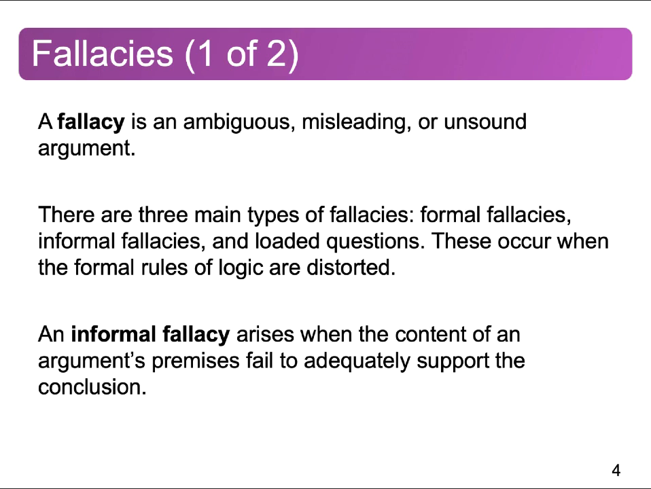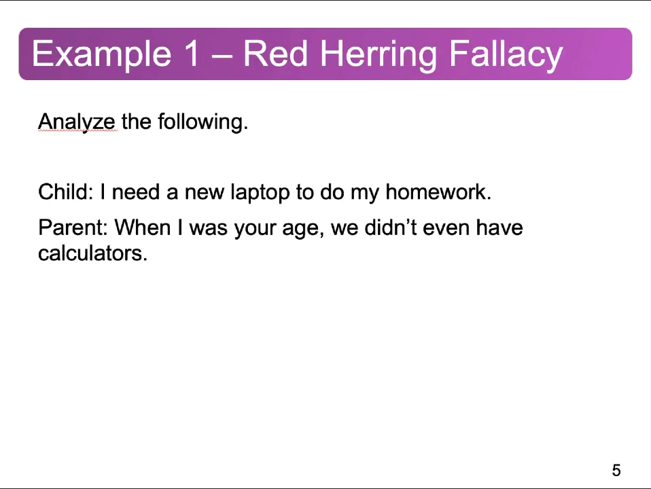Now, there's three main types: formal fallacies, informal fallacies, and loaded questions. Formal fallacies occur when the formal rules of logic are distorted. When we say an informal fallacy, we're talking about when the content of an argument's premises fail to adequately support the conclusion. So one of the types of fallacy is the red herring.